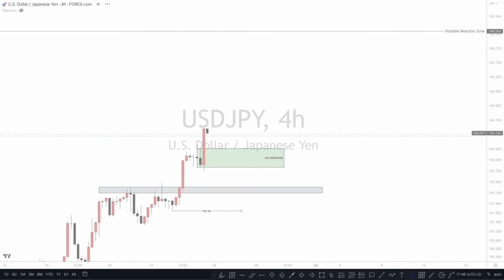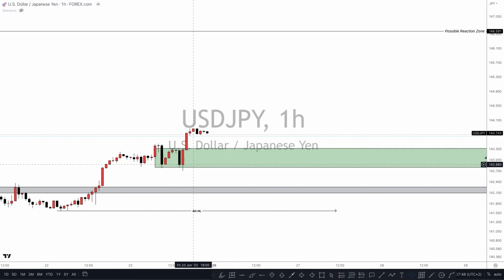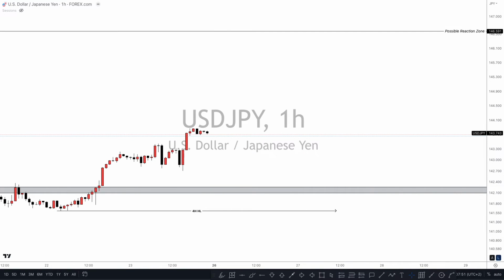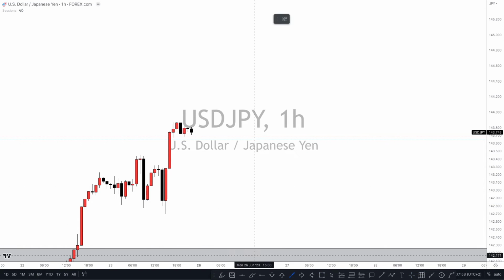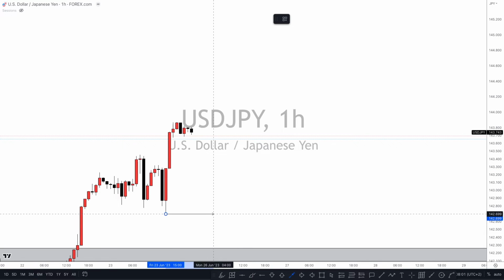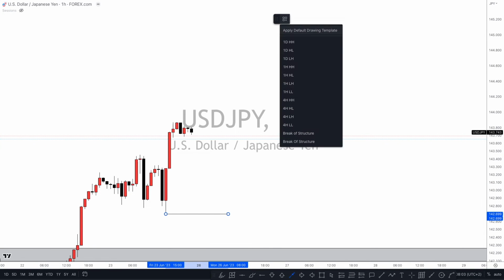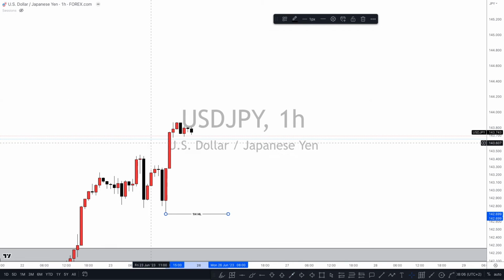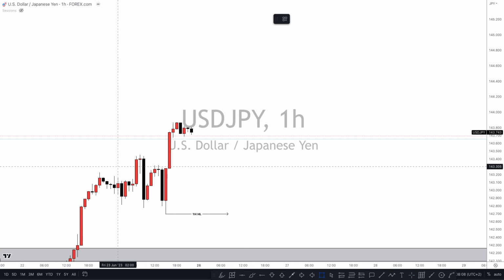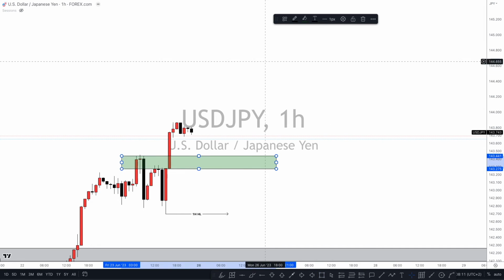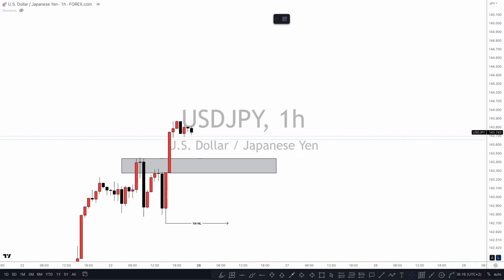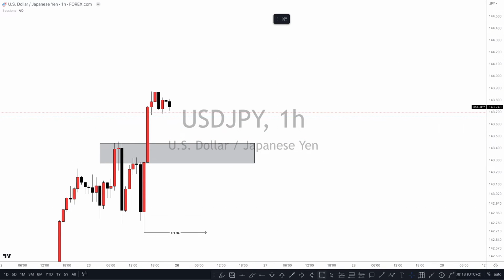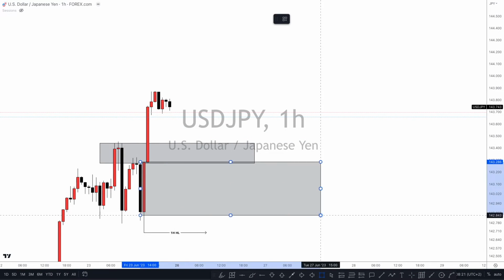Let us move to 1 hour time frame, and you will already see that on 1 hour we do have a 1H higher low, this right here, and also a break of structure just above this zone. So two possibilities also. With that break of structure, we have a demand zone.